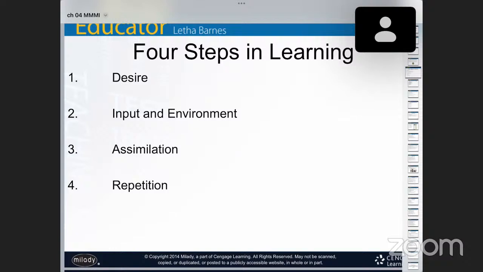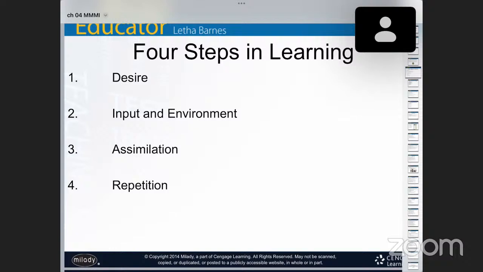Four steps in learning. There's desire, input and environment, assimilation, and repeating. There has to be a desire to learn. So this is why sometimes I ask, what do y'all want to learn? Okay, this is what we're going over this week, but is there anything else y'all want to learn? We can do one extra thing. There has to be a desire in learning. And input and environment. I have to be able to put some in them.